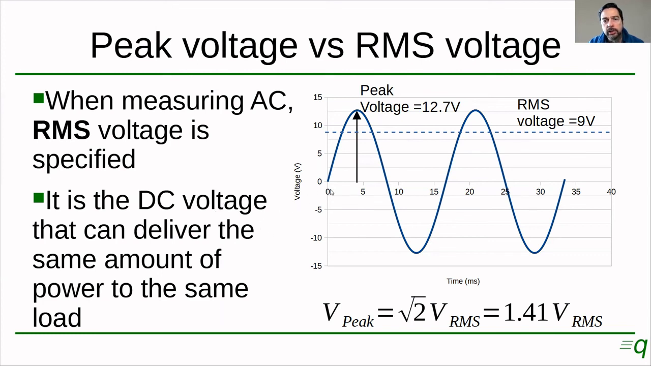Okay? And the relationship mathematically between the peak voltage and the RMS voltage is the square root of 2, which is approximately 1.41. So if you want to know what the peak voltage is on your 120 volt outlet, you multiply that times the square root of 2, and you will end up with something close to 170 volts. So your peak voltage on your outlet is 170 volts, but nobody talks about that. Everybody talks about the 120 volts, which is the RMS voltage in your outlet, okay?